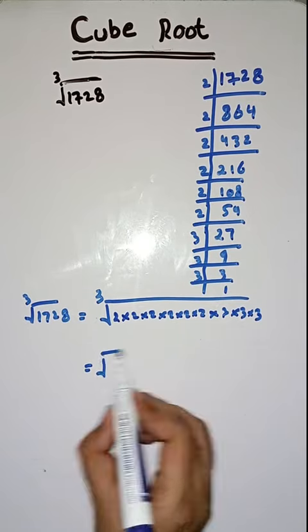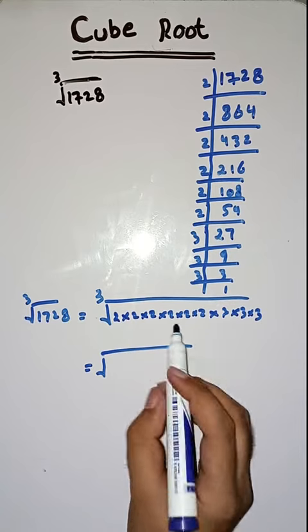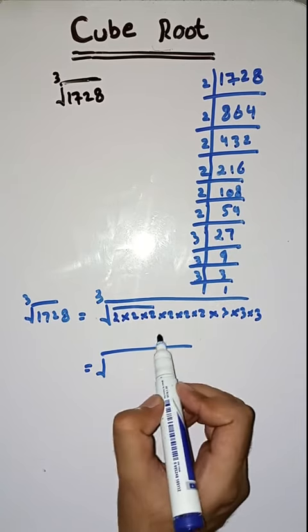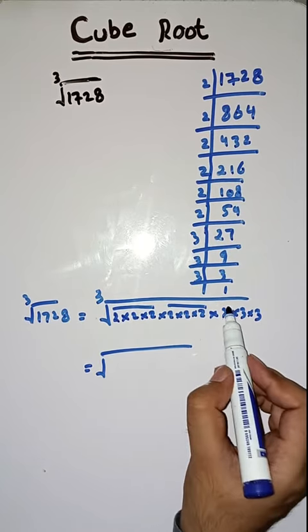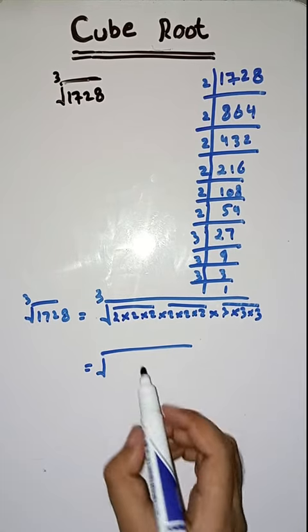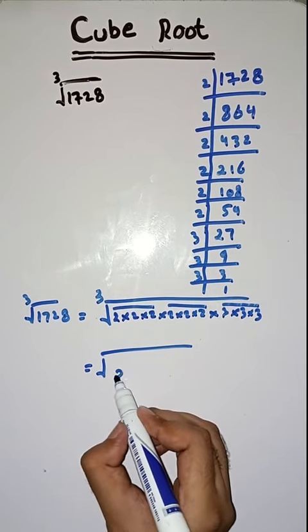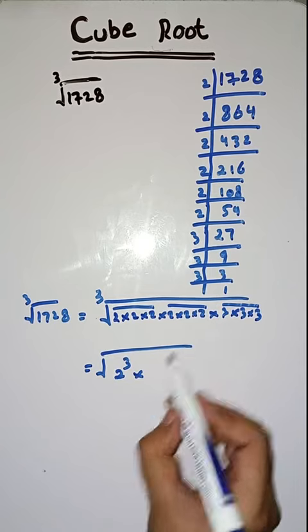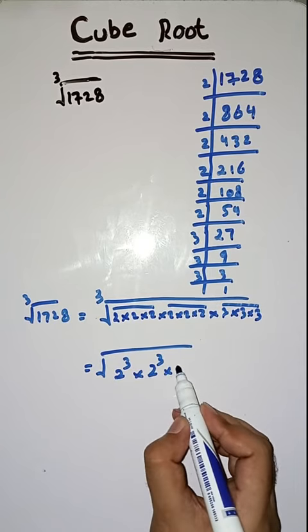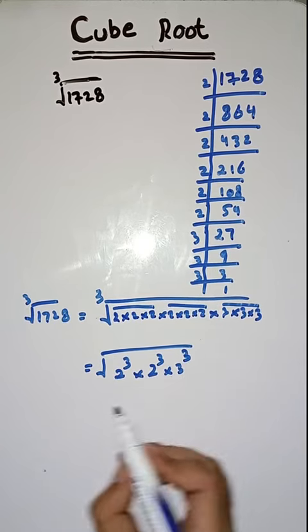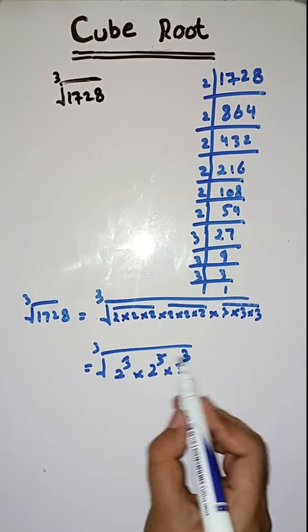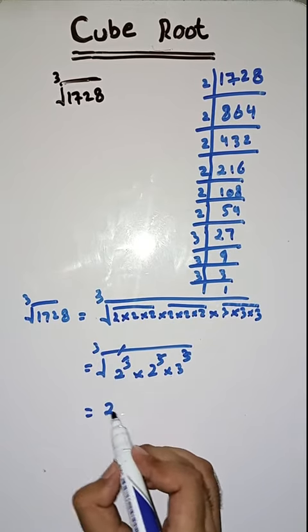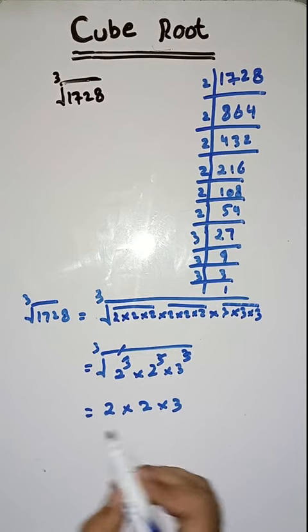Now what we have to do, we have to make pairs of 3. 1 2 3, 1 2 3, second pair of 3, another pair. So we can write this as 2 power 3 multiplied by 2 power 3 multiplied by 3 power 3. Now, these power 3 and cube root will cancel. We are left with 2 into 2 into 3.